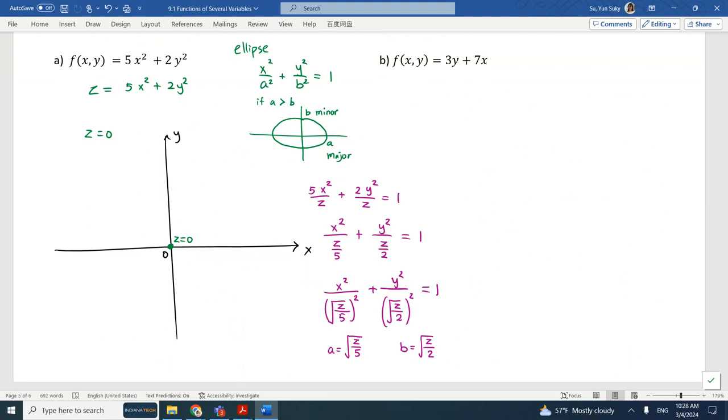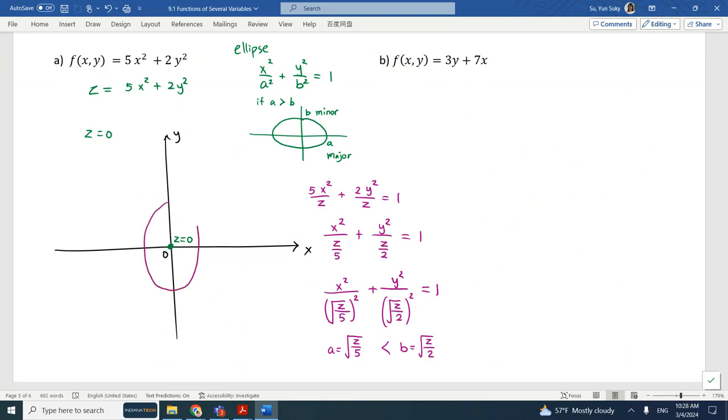B. B, because you divided by 2. This one you divided by 5. This is smaller, so B is bigger. So it means your ellipse, instead of being like this, is going to be like this. It's longer on the y-axis.